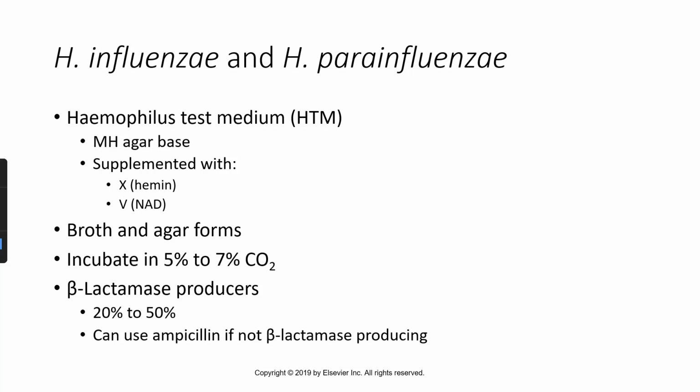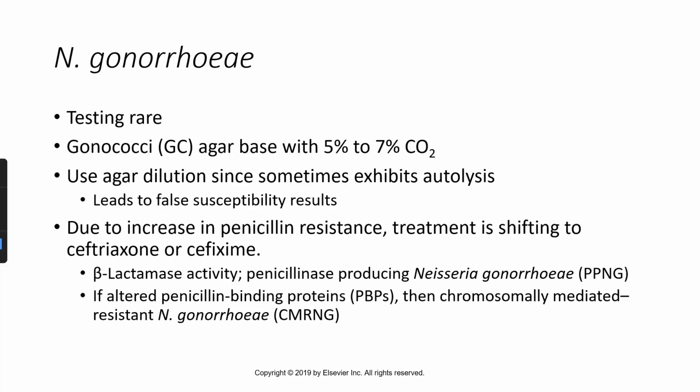H. influenzae and parainfluenzae, so Haemophilus test medium, Mueller-Hinton agar base that's supplemented with hemin and NAD, X factor and V factor. Broth and agar forms, you want to incubate in 5 to 7% CO2. Beta-lactamase producers are 20 to 50%, can use ampicillin if not a beta-lactamase producing organism. Gonorrhea, Neisseria gonorrhoeae. Testing is rare. We don't like to handle gonorrhea a lot in the lab, which is probably obvious, but we really don't.